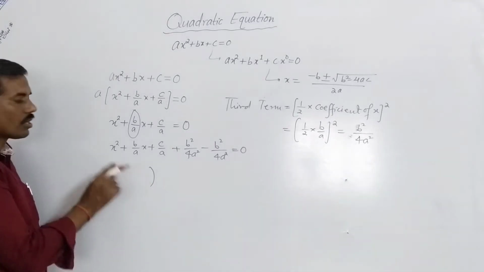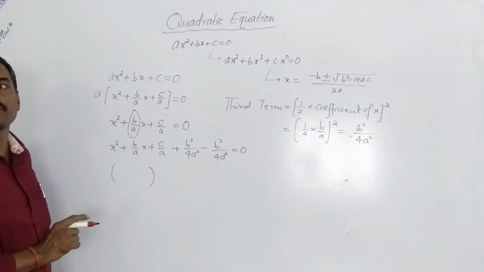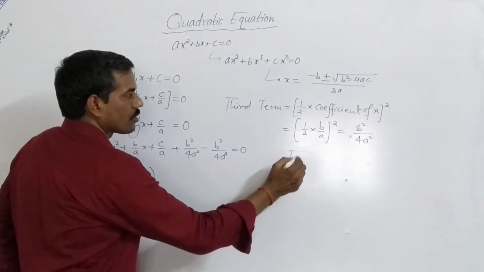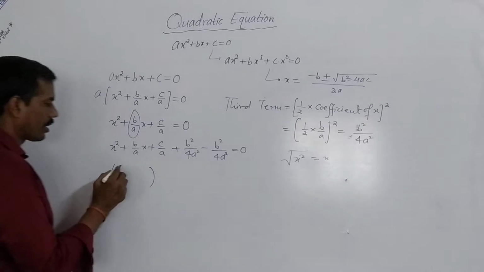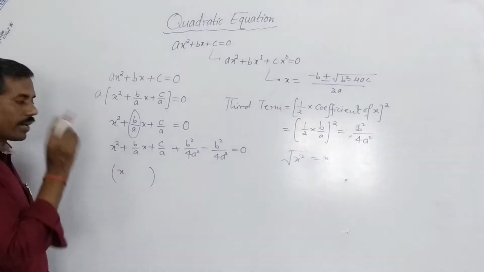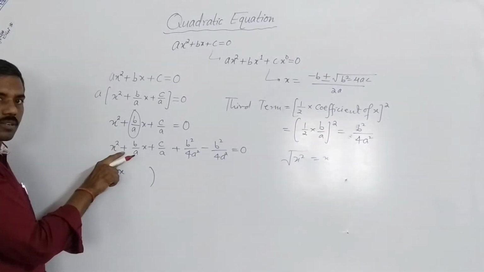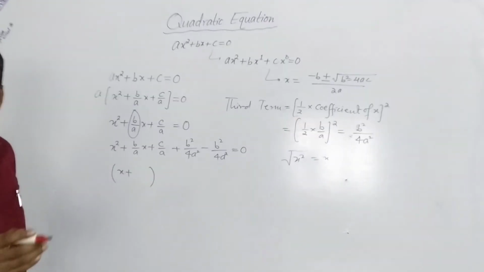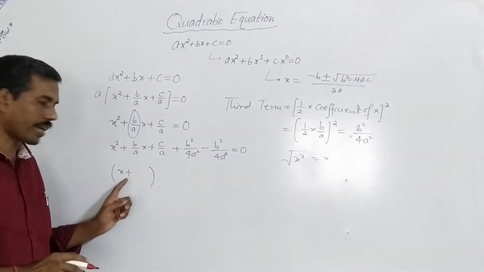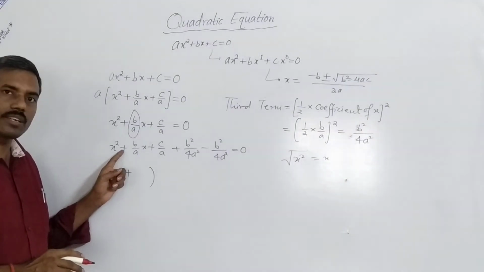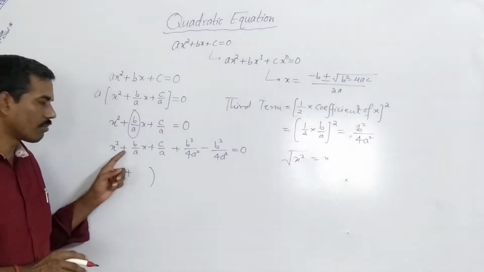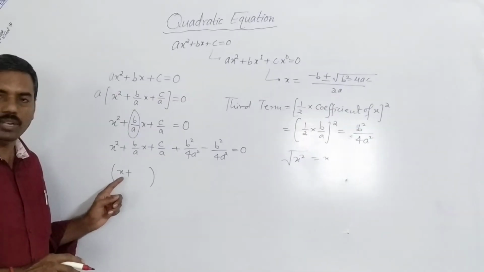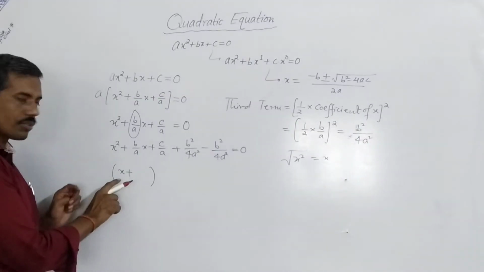For the first term, take the square root of x square, which is x, so write x. And which sign? The sign is plus, write plus. Okay, write the sign: if plus is here, write plus; if negative is here, write minus sign. Okay, and this one is the first term.